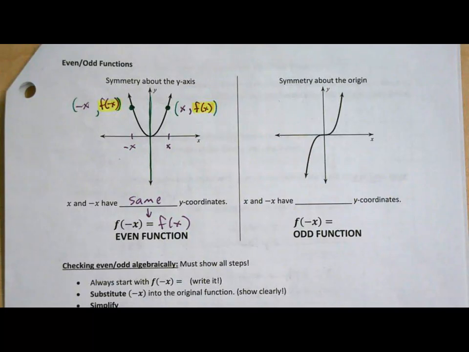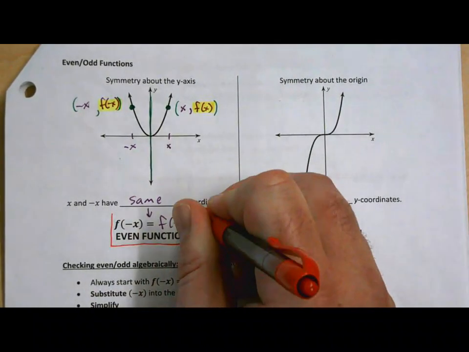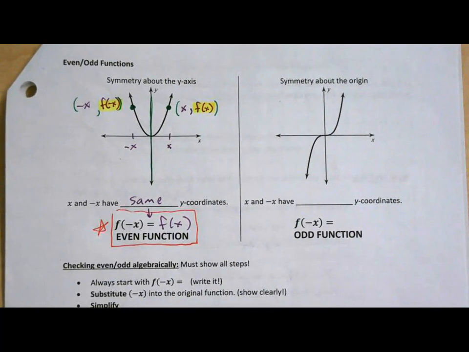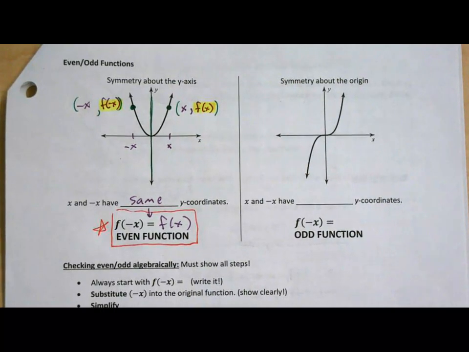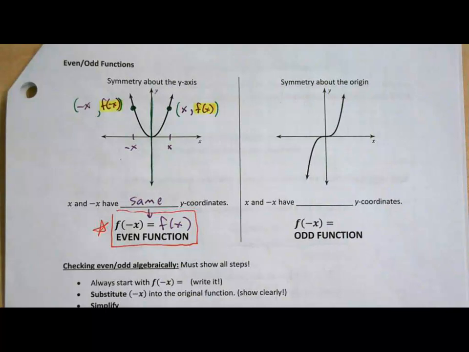This is going to become really important. I'm going to draw a box around it, put a star next to it. I need you to know that the definition of an even function is one for which f of negative x is equal to f of x. F of the opposite of x is equal to f of x. We will be recalling this throughout chapters 2 and 3. We'll come back to it again in chapter 6 in the second semester.